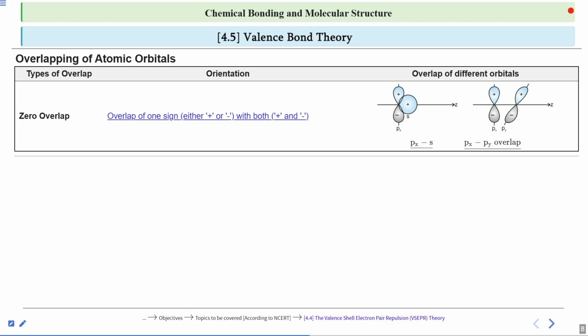Okay, so this is very important to understand, the condition under which we see this kind of overlap. Similarly, if you consider the next overlap, it is between px and py. The same thing is applicable for all kinds of different orientation overlap. Like if you take the px and py, or the py and pz, or the px and pz, there will always be a zero overlap. Right? I hope this is clear to you. It's very important to understand why the zero overlap is occurring.